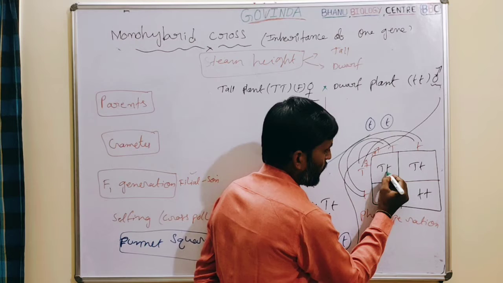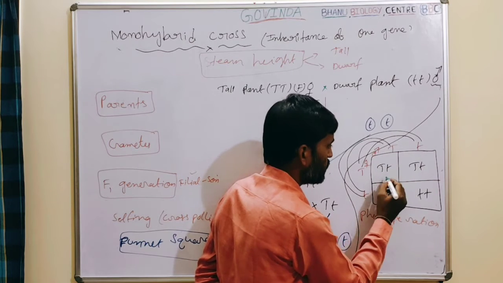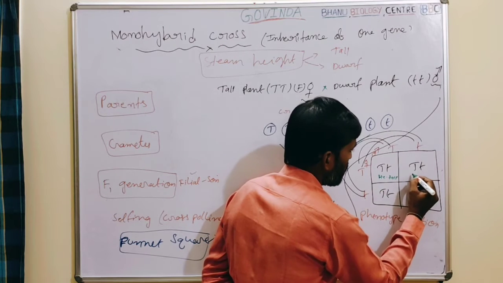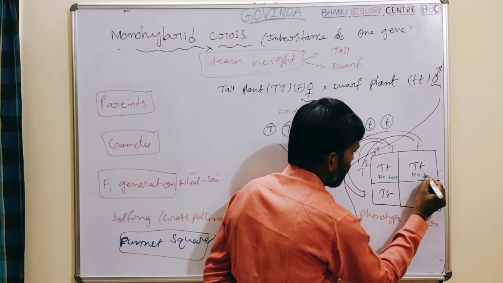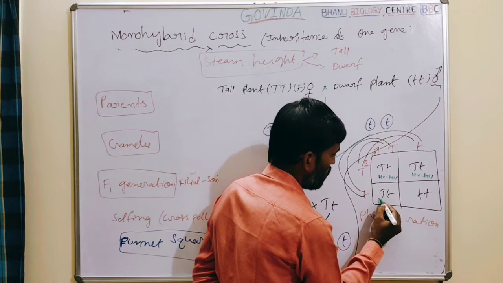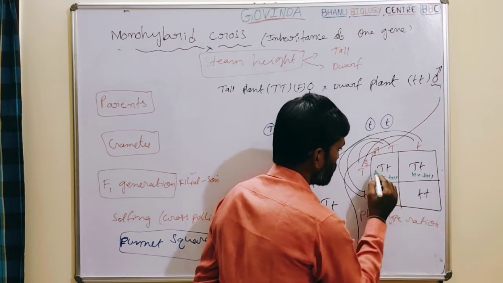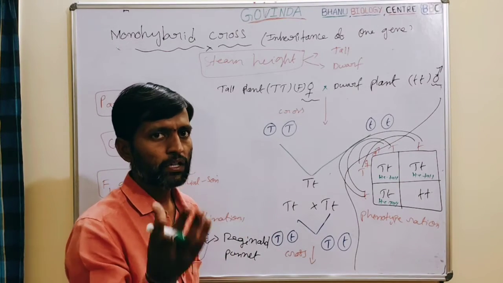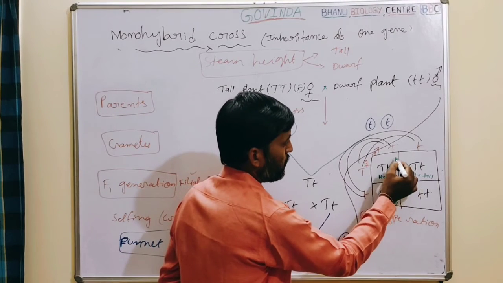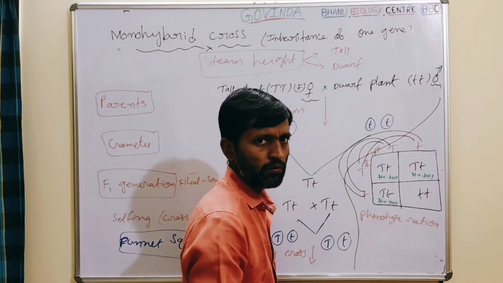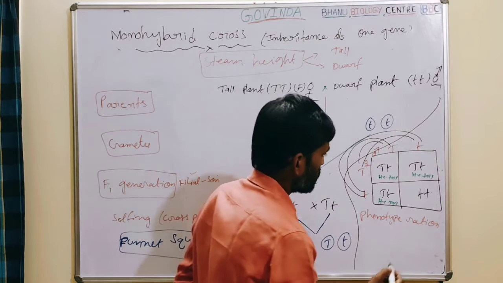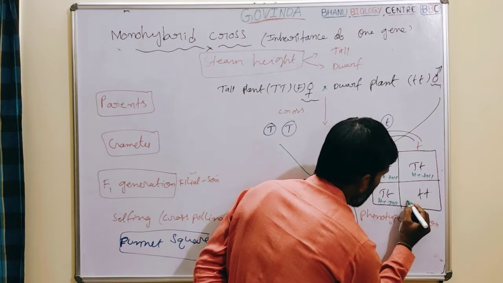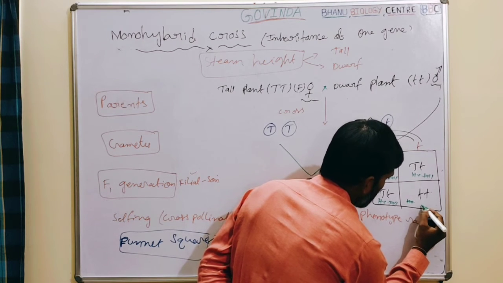The capital T, small t. This plant is in heterozygous condition, so it is heterozygous tall. This one is also heterozygous tall. This one is also heterozygous tall. Heterozygous means the plants having both alleles, one dominant and another recessive. These three plants have two types of alleles, one dominant and one recessive. Come to the last plant. This has similar alleles, so it is in homozygous condition. The trait is recessive.